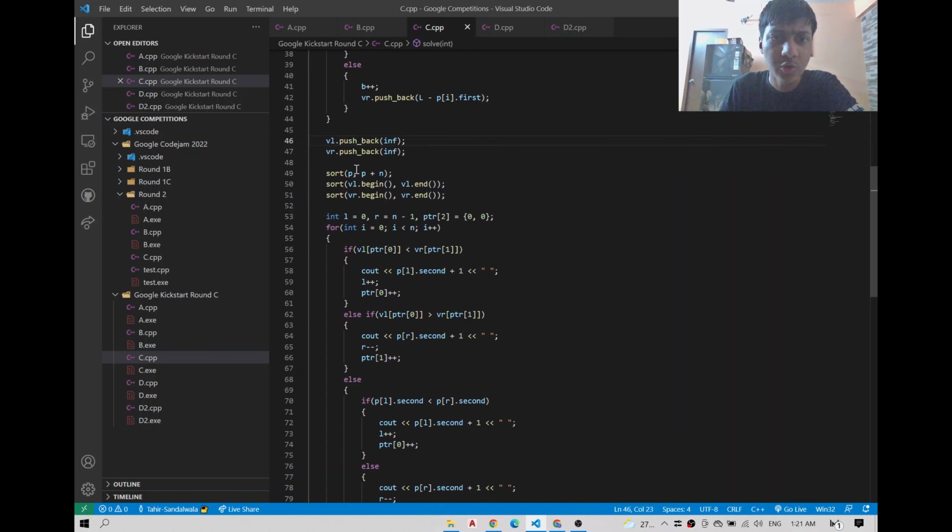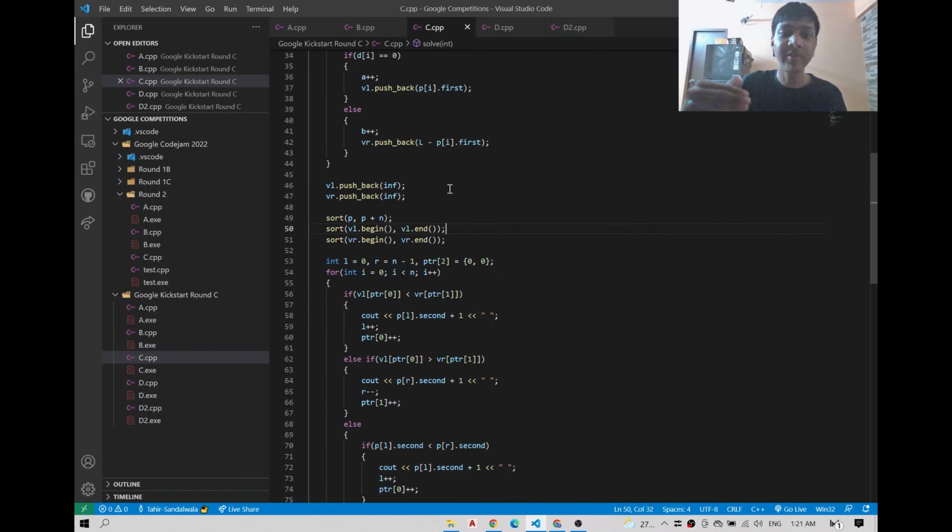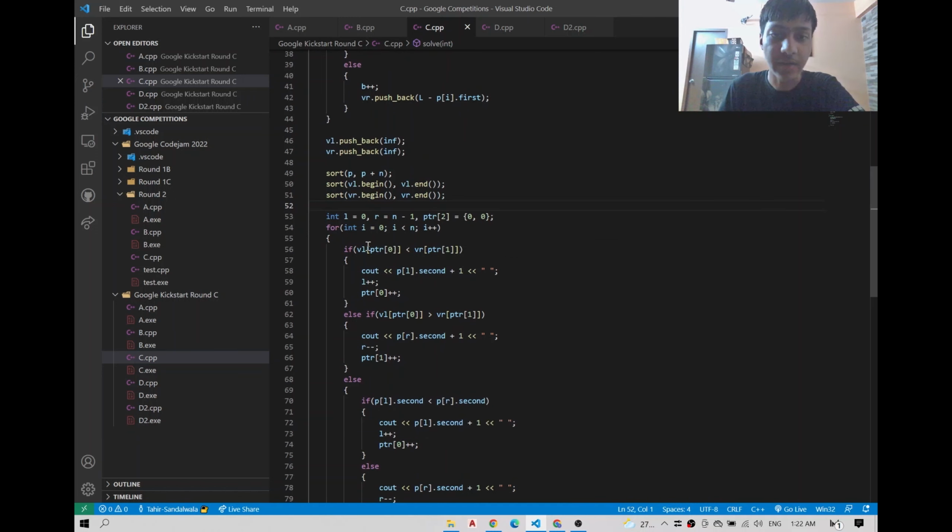Then I sort this array so that I can get all the ants in order of their positions from the left end, and I sort both the vectors VL and VR so that I can have both of them in the sequence of times in which ants fall off the stick. So VL, after sorting, will store the sequence of times in ascending order where ants will fall from the left end of the stick, and VR will store the sequence of times in increasing order where ants will fall from the right end of the stick.